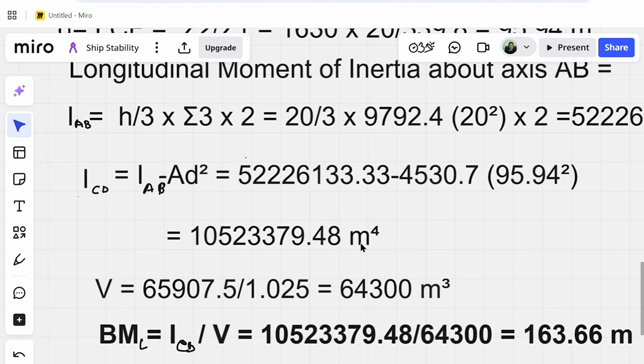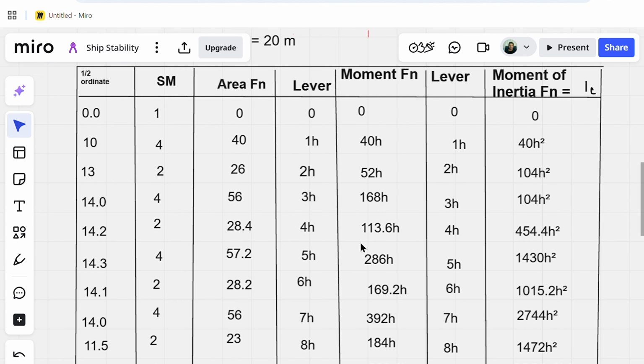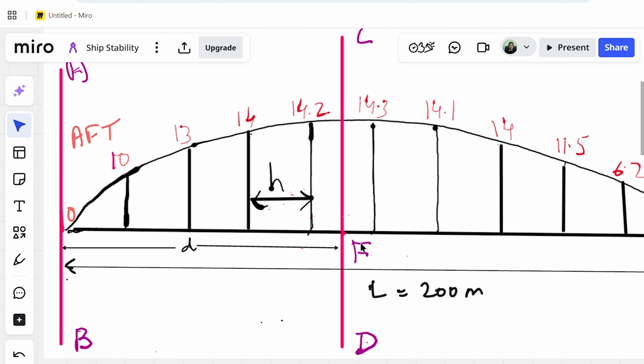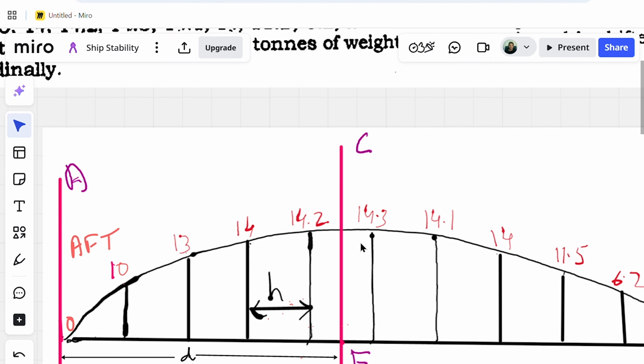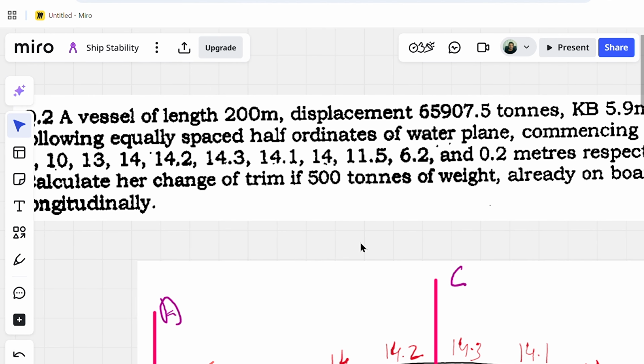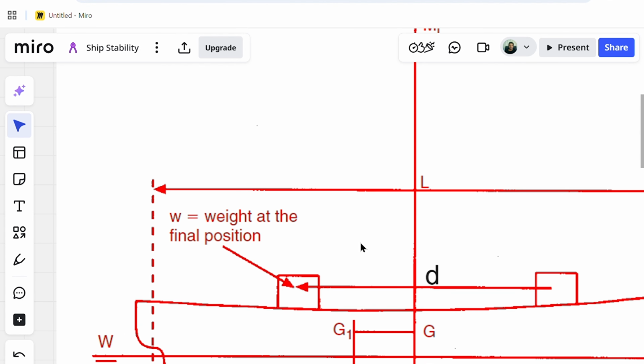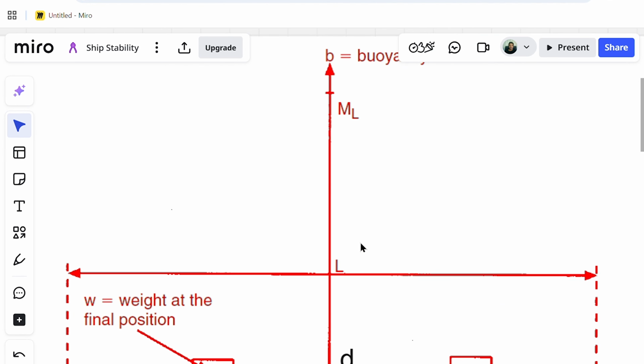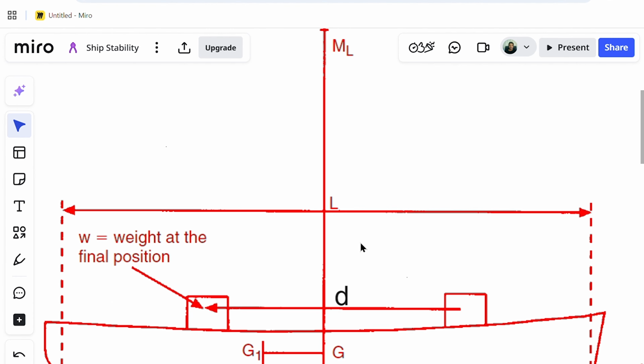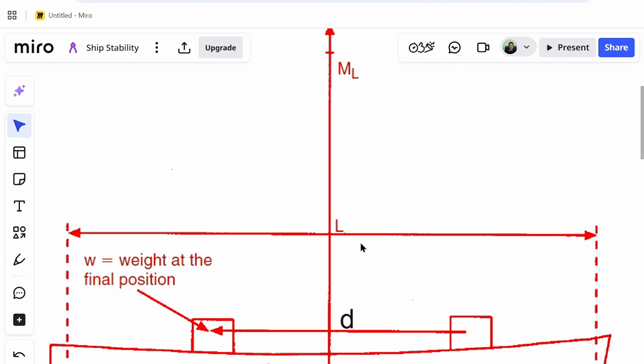So you can go through these steps, the full solution, and understand how to handle this question. Basically, we need to know about the longitudinal metacenter, which I explained to you using these two sketches here.